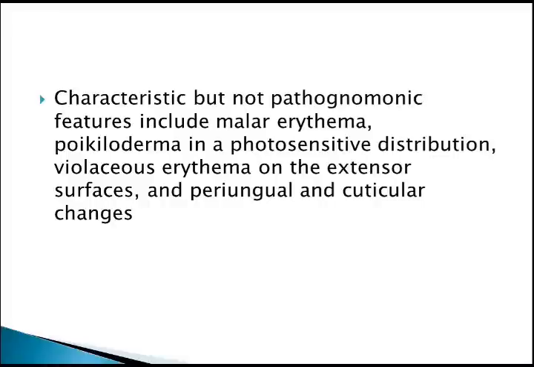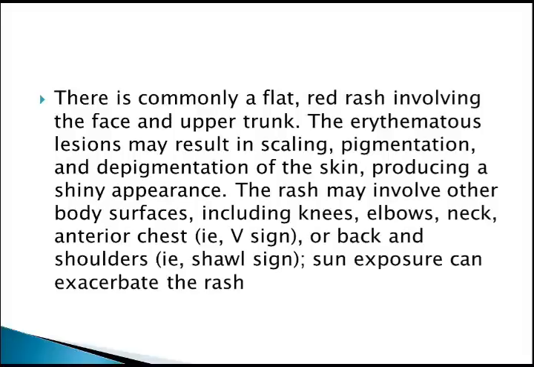These are characteristic but not pathognomonic features. Not only do you have to remember the characteristics, but you also need to remember what other skin manifestations you can see. Those are malar erythema, poikiloderma, photosensitive distribution, violaceous erythema on the extensor surfaces, and periungual and cuticular changes. There is commonly a flat red rash involving the face and the upper trunk. The erythematous lesions may result in scaling, pigmentation and depigmentation of the skin, producing a shiny appearance.